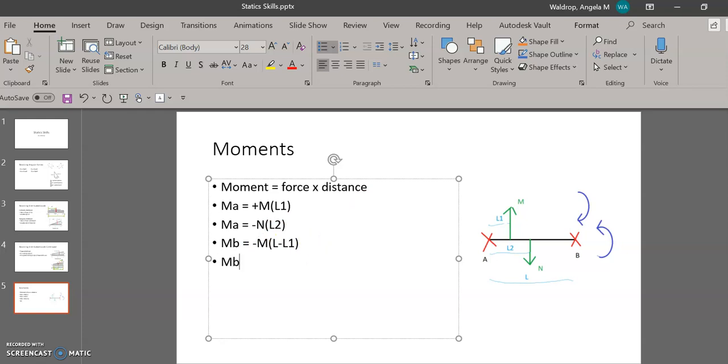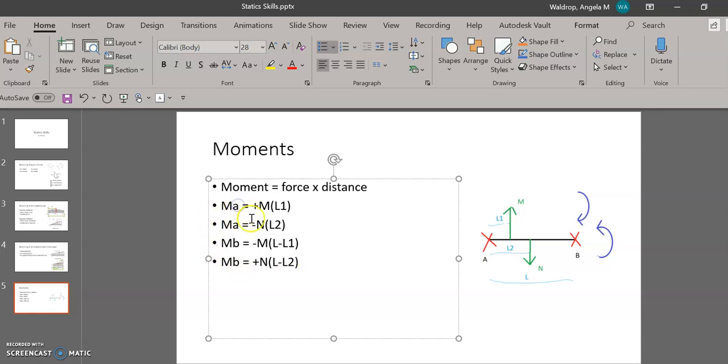Now the other one, okay, if I take a look at this, we find that this is the center of the clock, and I've got N as my force. My distance is going to be L minus L2, okay? Because I can't use this one. This is from A. I have to use the distance from B. And if I put the center of my clock here, and I'm moving in the counterclockwise direction, that means that'll be positive, okay? So these are the different moments that exist, okay?